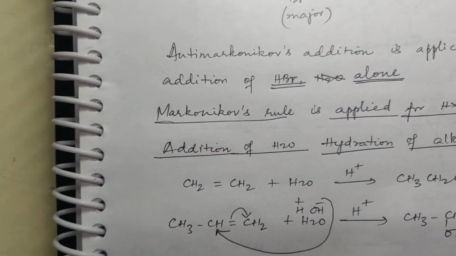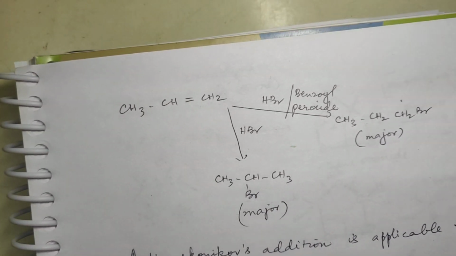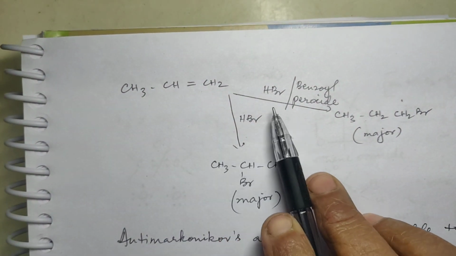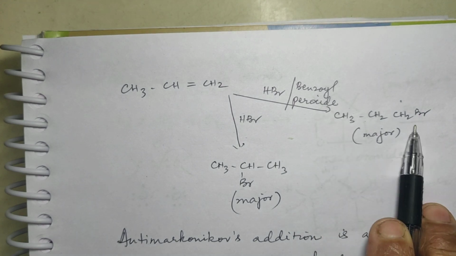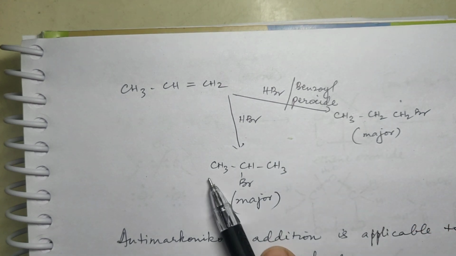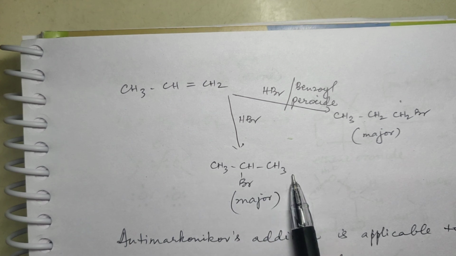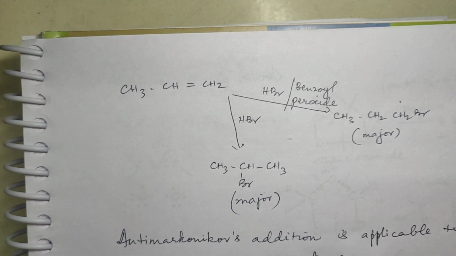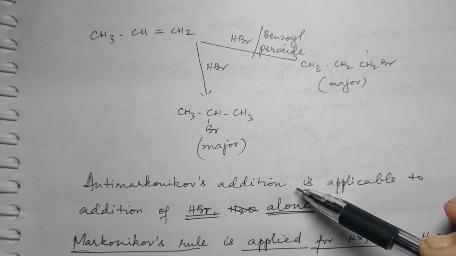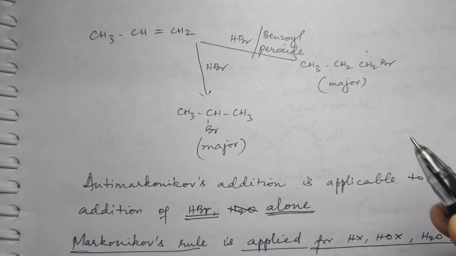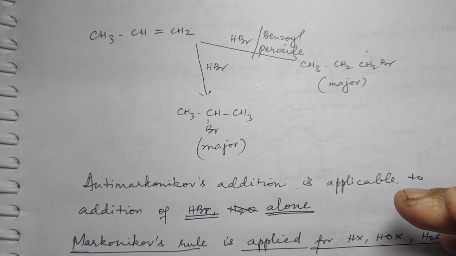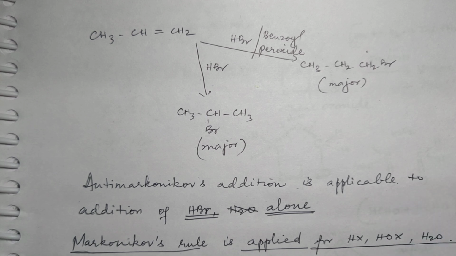So that is what I have shown you here. If you are adding HBr in the presence of benzoyl peroxide, this will be your major product. And if you are simply adding HBr, this will be your major product. Okay, so this is about anti-Markovnikov's addition. And remember, this anti-Markovnikov's addition is applicable only to HBr. It is applicable only to HBr. Okay, so you have to be very clear with this.